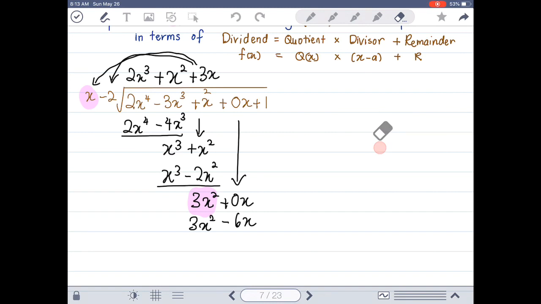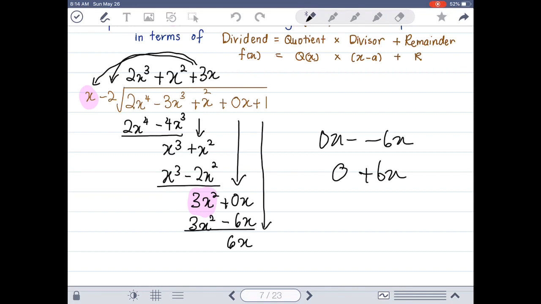Next will be top minus bottom. So you line that up. Top minus bottom. So 3x squared minus 3x squared, we get 0, but we don't write 0. 0x minus minus 6x equals 0 plus 6x. So it's just equal to 6x. Then bring the last part down, plus 1.